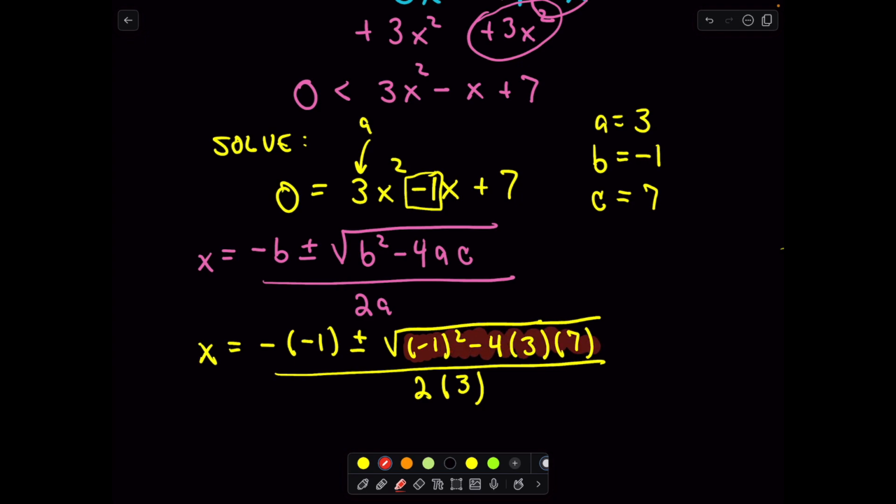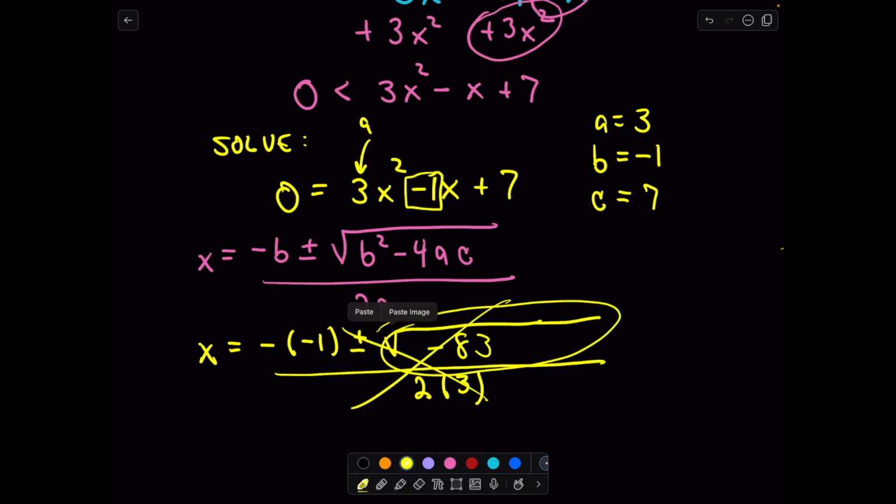So let's think about what negative 1 squared is. Well, that's negative 1 times negative 1. That's positive 1. Well, 4 times 3 times 7, what is that? 4 times 3 is 12. 12 times 7, I do believe, is going to be 84. So now I've got 1 minus 84. That's going to be negative 83. Now, I've got a negative number underneath a square root. And what this means is there's no solutions.